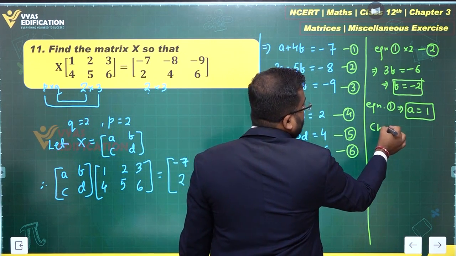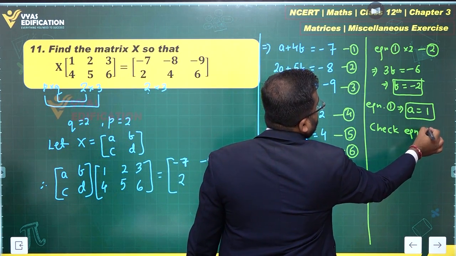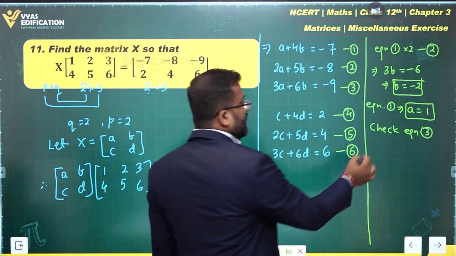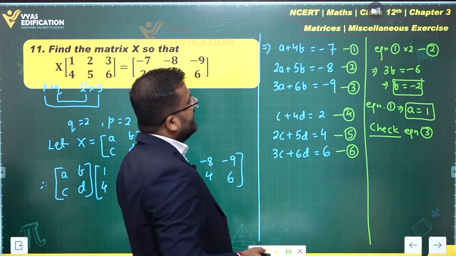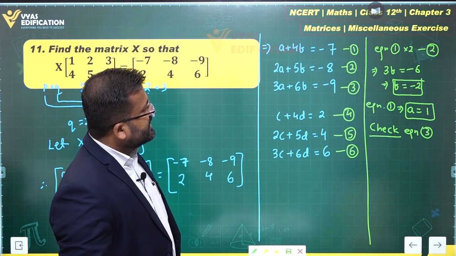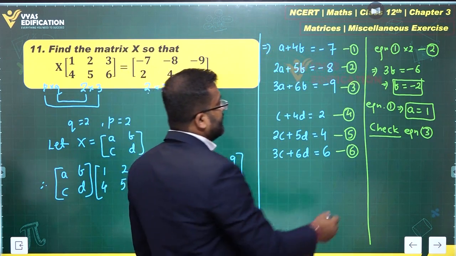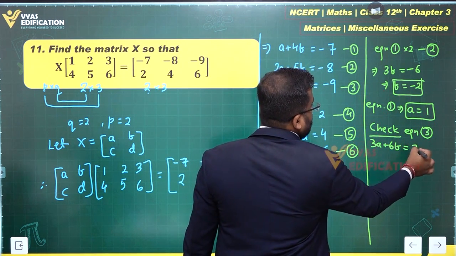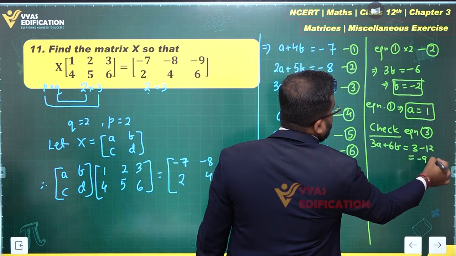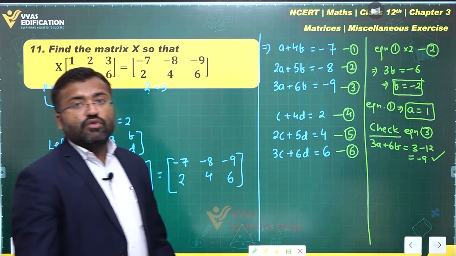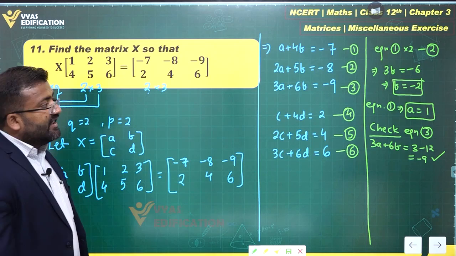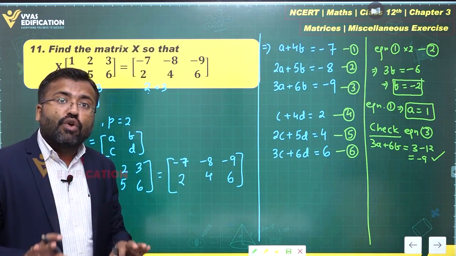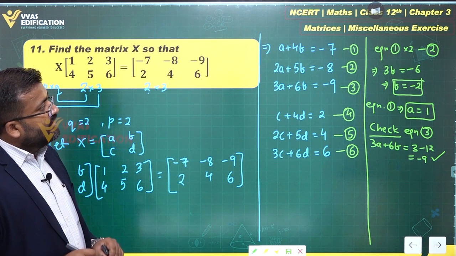We have to check equation 3 for consistency, right? This is important. So what you get is 3A, which is 3. 6 times 2 is 12. 3A plus 6B is equal to 3 minus 12, which is minus 9. That is okay. This is equal to the RHS. Yes, that is okay. Therefore, the solution that we have obtained, A is equal to 1, B is equal to minus 2, is okay. That's simple now.